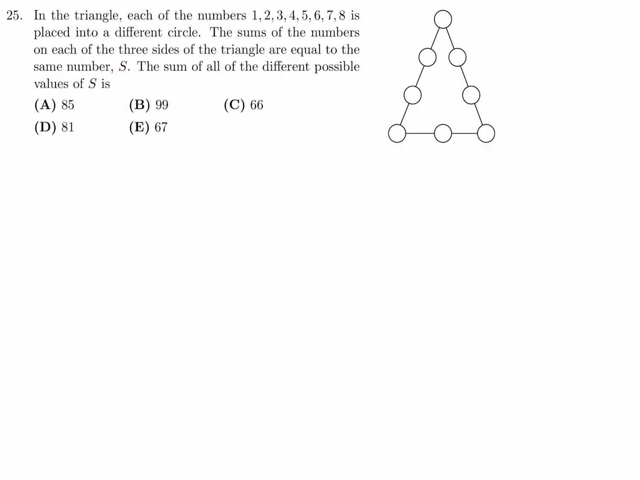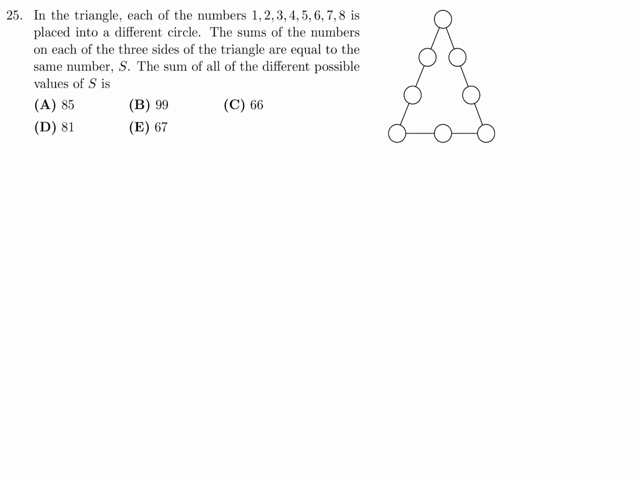In the triangle, each of the numbers 1 through 8 is placed into a different circle. The sums of the numbers on each of the 3 sides of the triangle are equal to the same number s. The sum of all of the different possible values of s is.